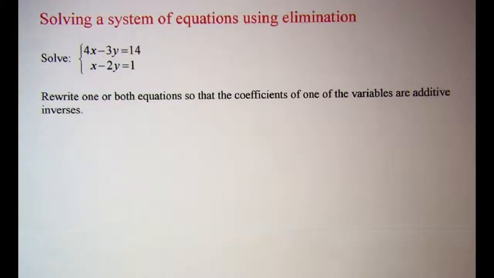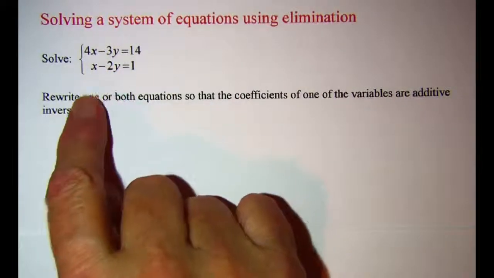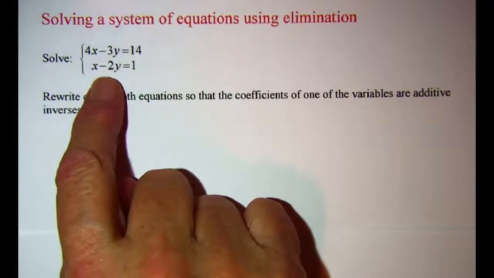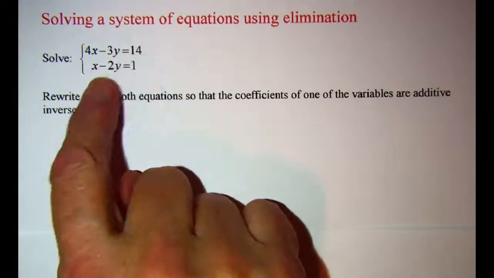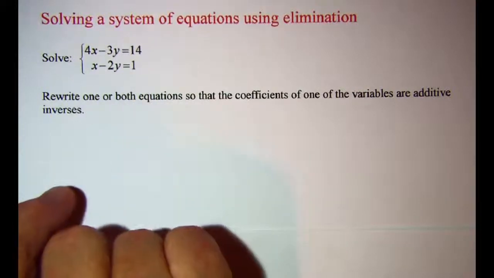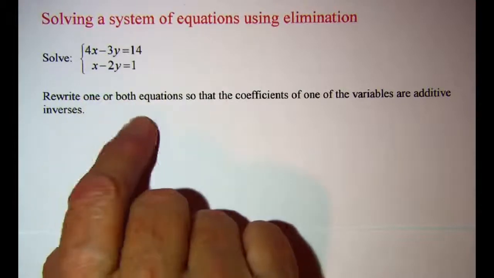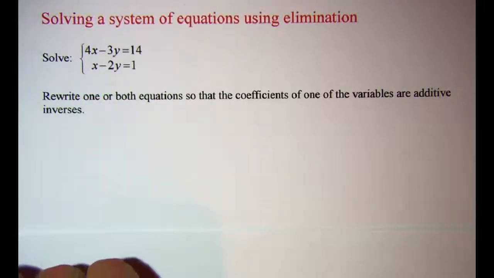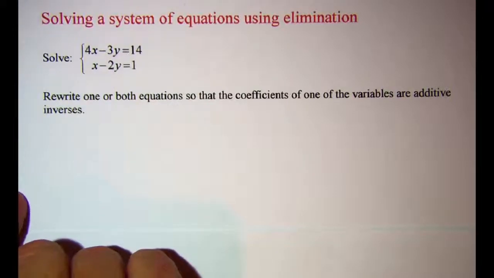In this video, we'll be solving systems of equations using elimination. Our first example is to solve the system 4x minus 3y equals 14 and x minus 2y equals 1 using elimination. The first step is to rewrite one or both of the equations so that the coefficients of one of the variables are additive inverses.